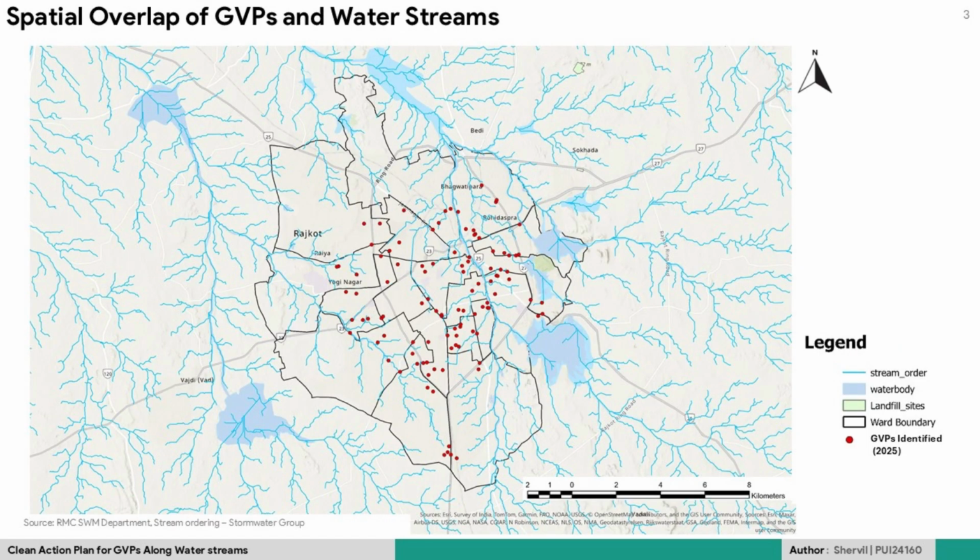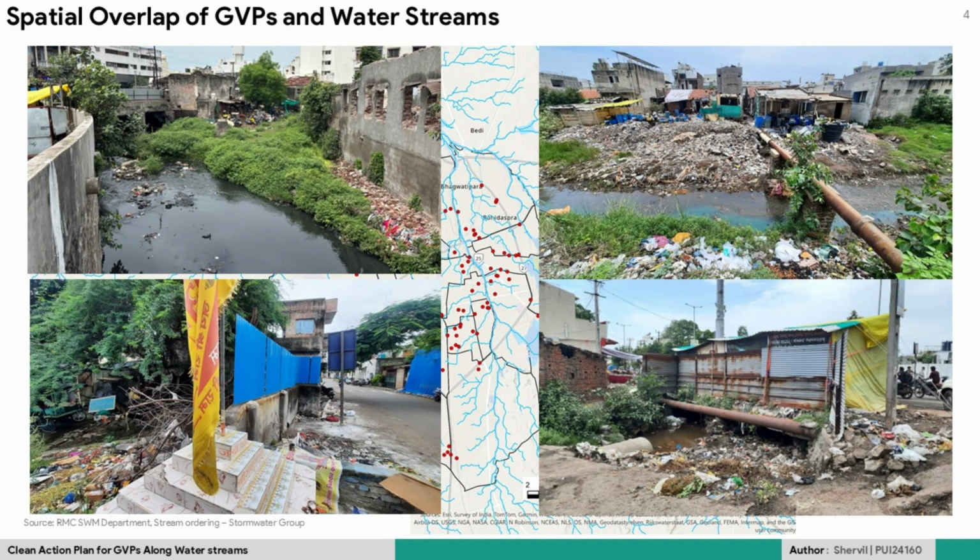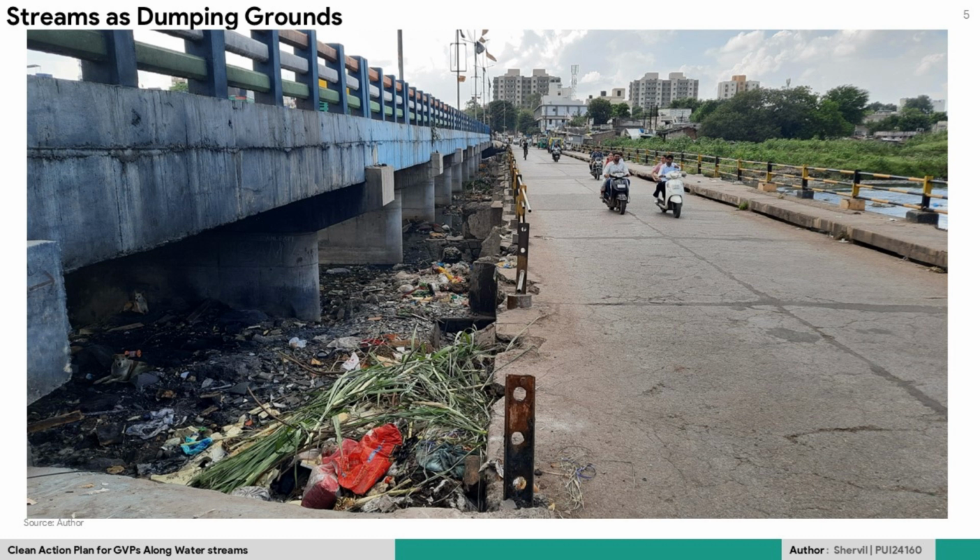Field observations combined with RMC data reveal that garbage vulnerable points repeatedly form along these streams, especially around bridges, markets, dense settlements, and places where visibility is low and access is limited. While routine waste collection has improved on the surface, the hidden stretches under bridges and along embankments continue to receive unmanaged dumping, creating chronic waste pockets.